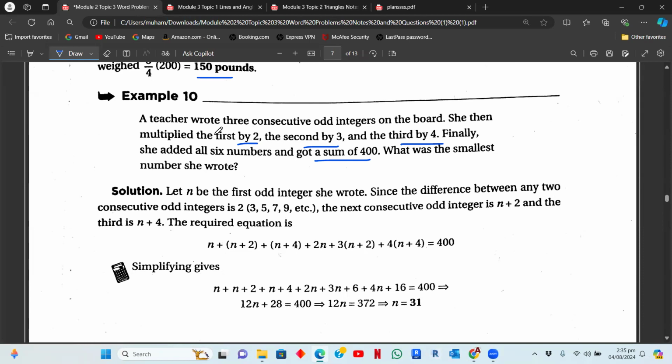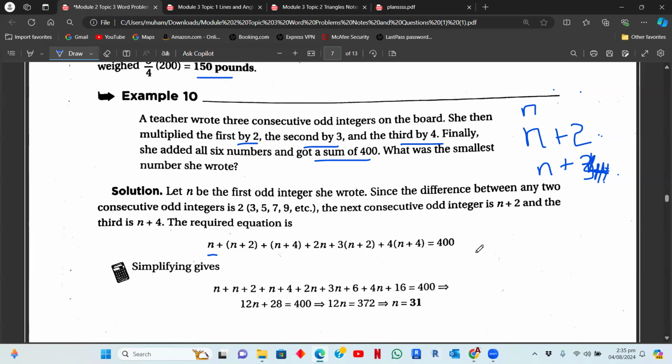3 consecutive integers could be, the first one could be n, the second one could be n plus 2, and the third one could be n plus 3. 3 consecutive होंगे ना, अगर ये 1 होगा तो ये 2 होगा, ये 3 होगा, 2 होगा, 3 होगा, 4 होगा. n plus 2 अब आगे क्या है इसमें? What was the smallest number she wrote? Odd integers हैं. Okay. So consecutive odd, so it will be n plus 4. तब odd number मिलेगा आपको.